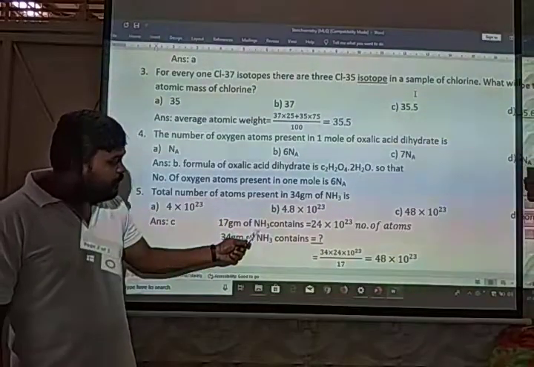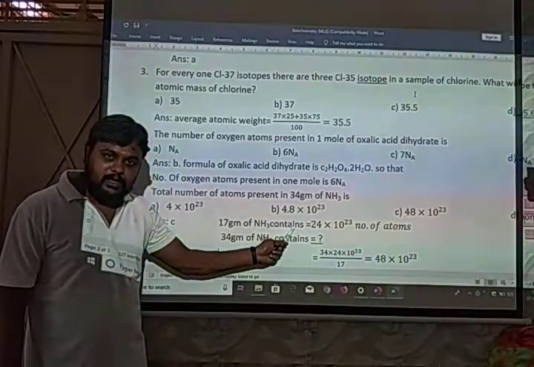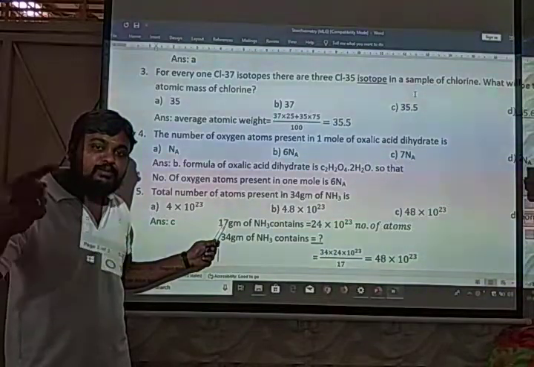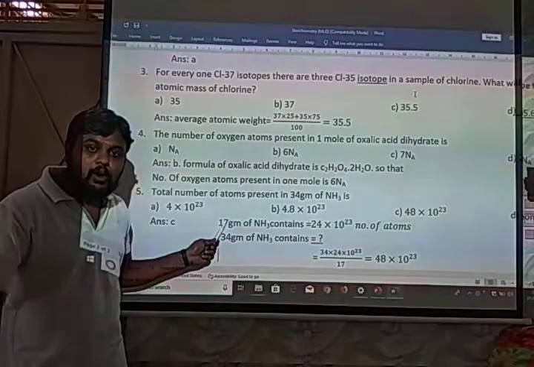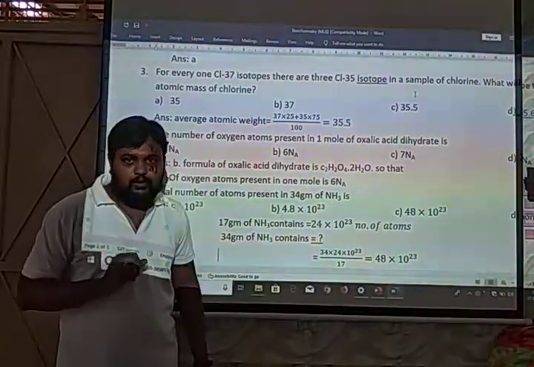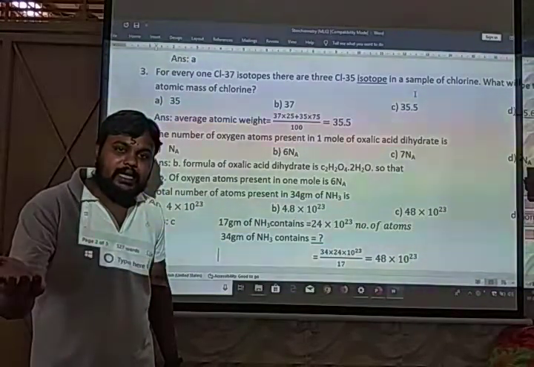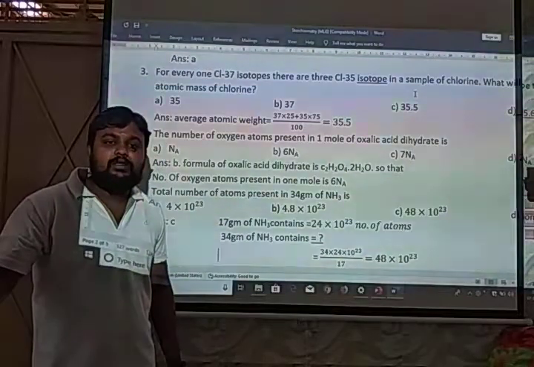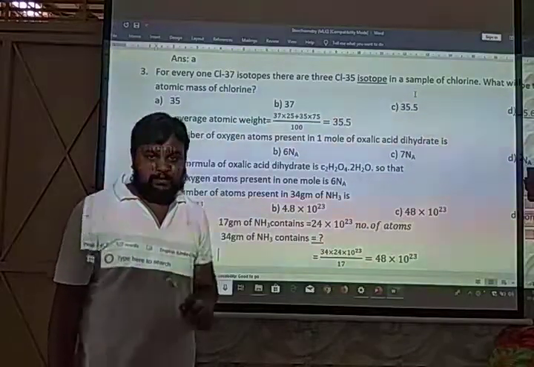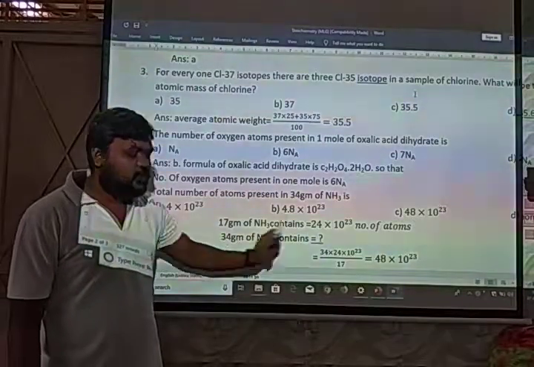So the solution will be like this. 17 gram of ammonia means 1 mole. 1 mole contains Avogadro number of molecules. So 1 molecule contains 1 plus 3, 4 atoms. Avogadro number of particles contain 4 into Avogadro number, that is 4 into 6.023, that is 24 into 10 power 23 number of atoms. Similarly, 34 gram of ammonia contains how many?